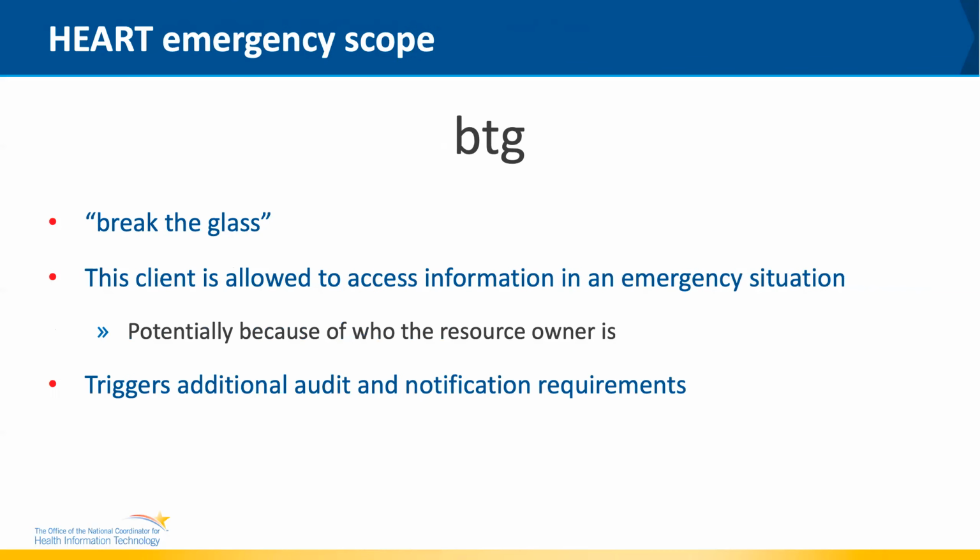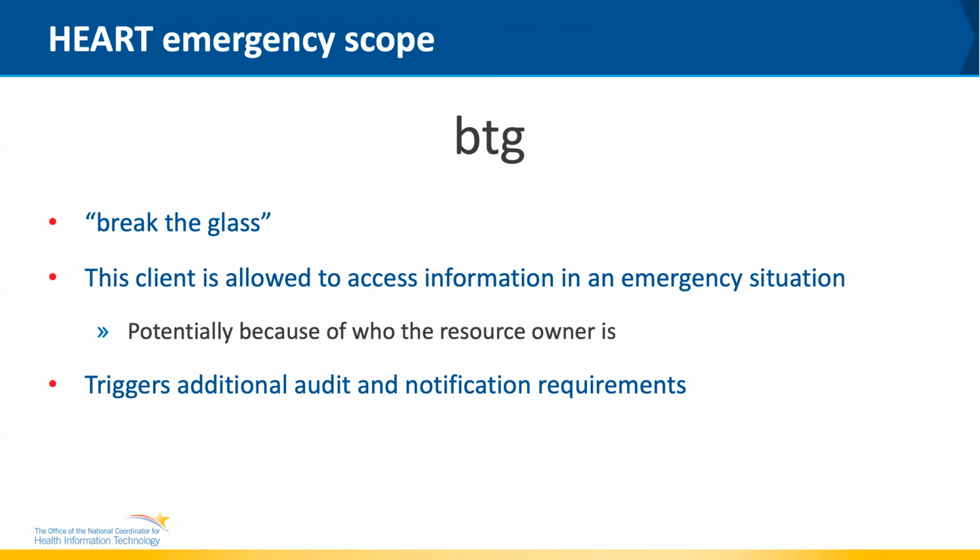And finally, there's the break the glass scope. Now, this is the way that a client can tell the authorization server and the downstream protected resource that, hey, something is going on. I may not be the resource owner here, but I need access to this now, and I can prove that I have the right to access this, and we'll clean up the mess later, right? I can't wait for the resource owner to approve this. I need this now, and we'll figure it out later.